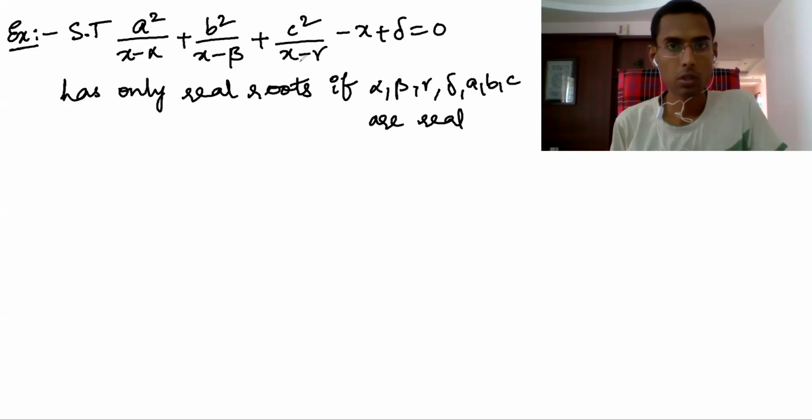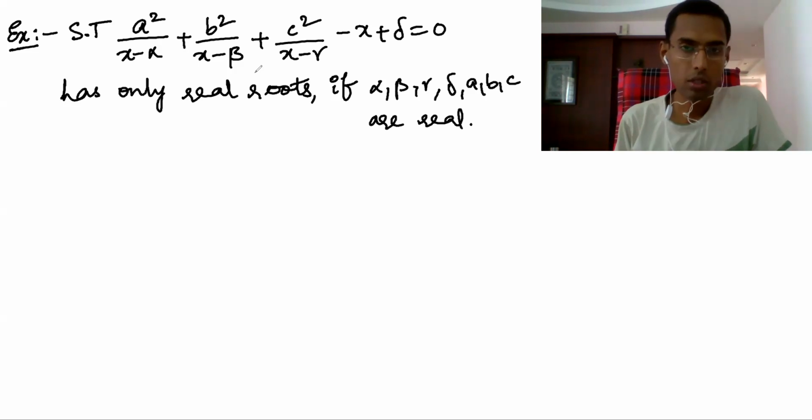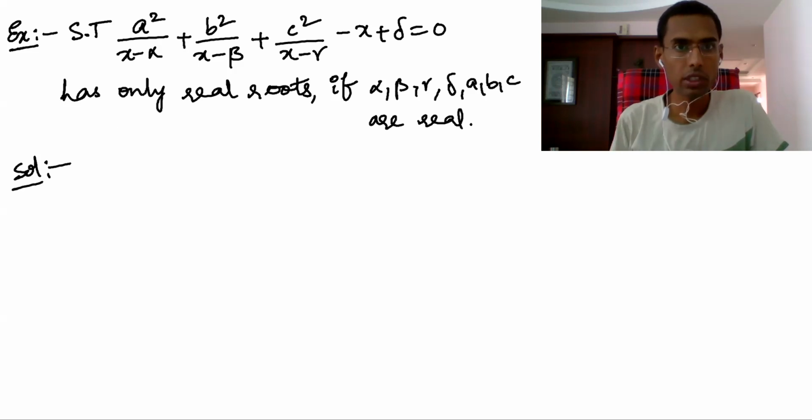Show that a square by x minus alpha plus b square by x minus beta plus c square by x minus gamma minus x plus delta has only real roots. The condition is that all the constants alpha, beta, gamma, a, b, c, delta are real. If these are all real, then we have to show this equation has only real roots. This is a fourth degree equation, but that doesn't matter. What we need to show is that it has only real roots. Okay, so let's begin.